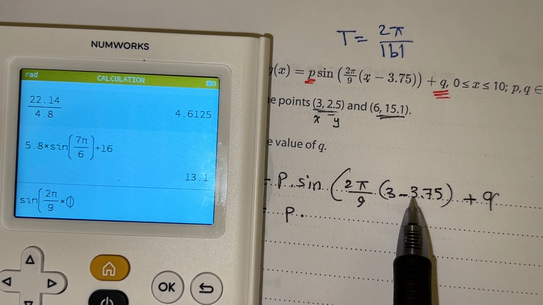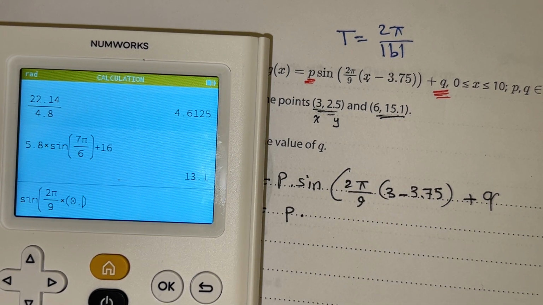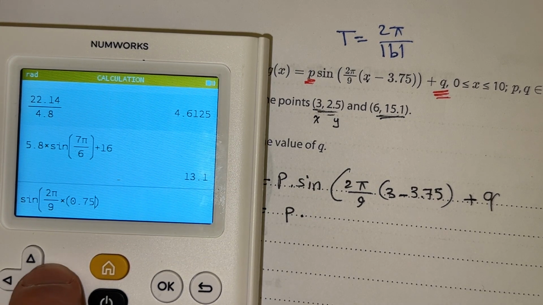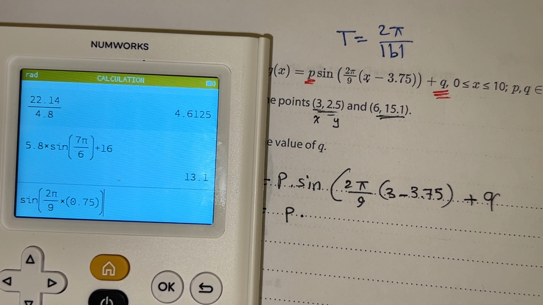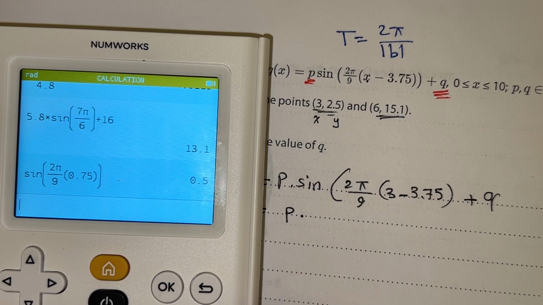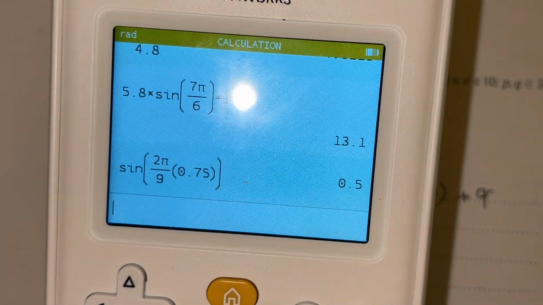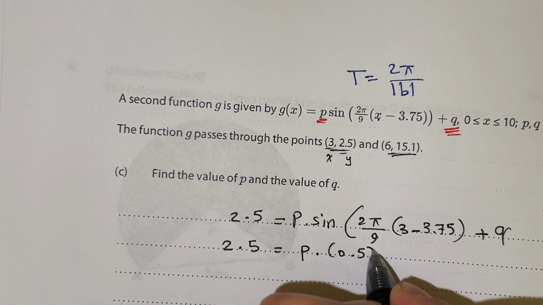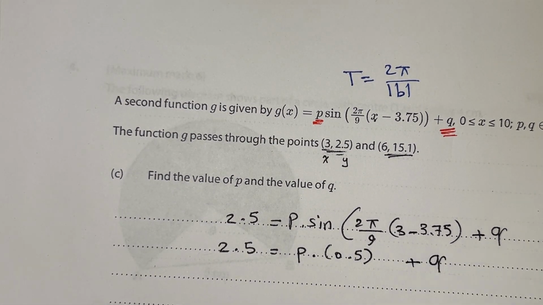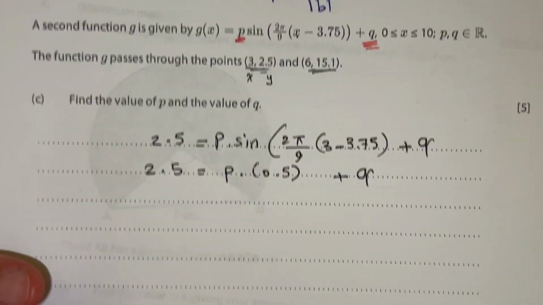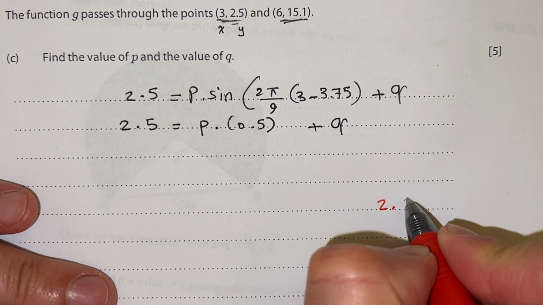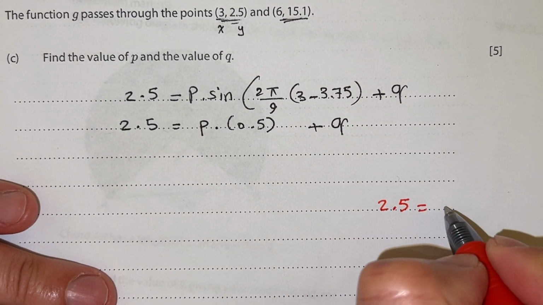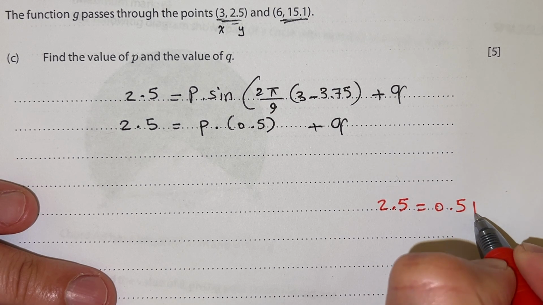3 minus 3.75 is 0.75. Let me close the other parenthesis. The answer is 1/2. So here p times 0.5 plus q. So I ended up with one equation, which is 2.5 equals 0.5p plus q.